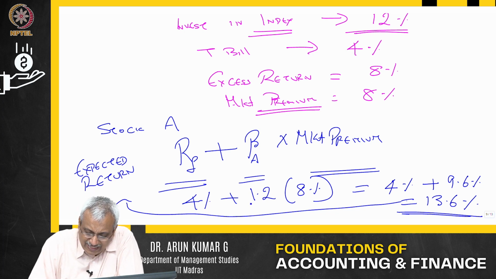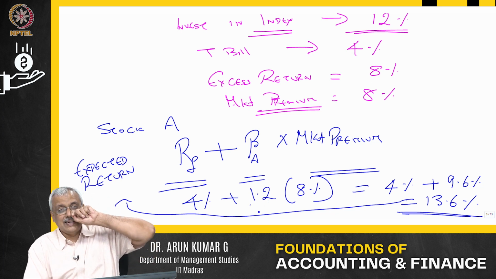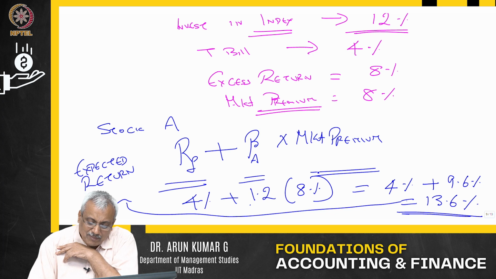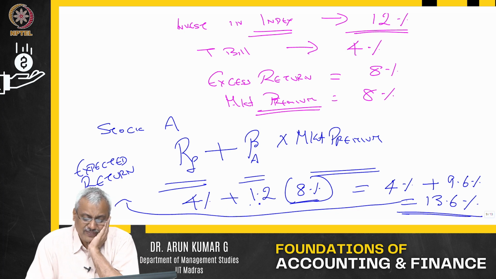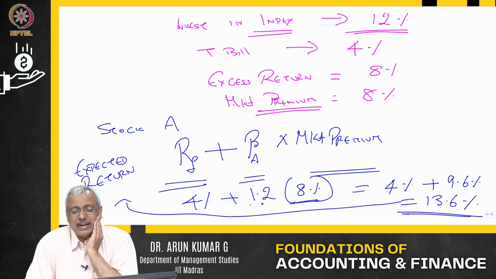That means the risk is relative to the market, because if we invest in the market, it is giving me 8% additional to the risk free rate. I invest in a stock which has a higher risk than the market, then what happens? My expected return is higher, that is whatever is the risk factor I multiply it by.